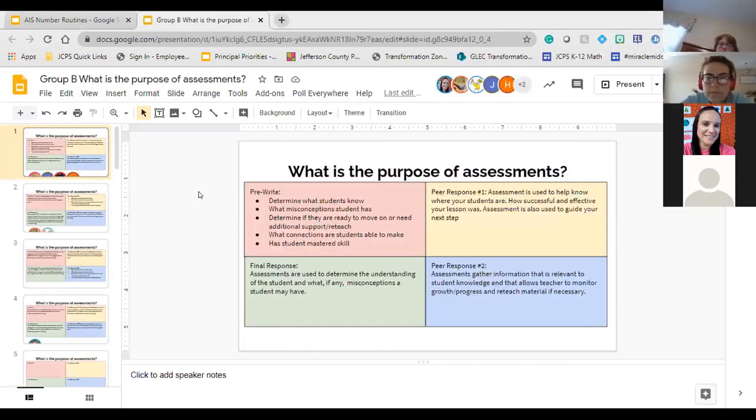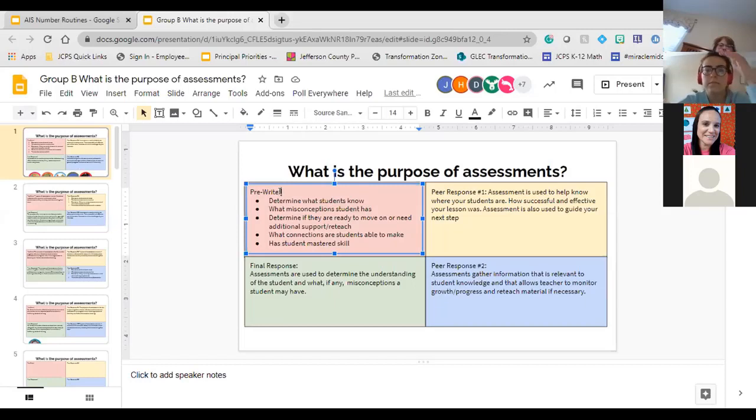So this is something we used in our JCPS Year 1 IM Academy. We talked about the purpose of assessment, and I'm going to explain how I set it up. The slide is actually a picture that I made as the background. That allowed so that students could not move the boxes or change the colors, and it was just in one spot. The student inserts a text box, then they can start typing, okay?